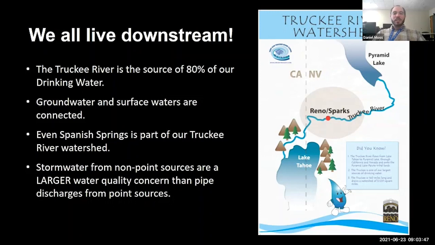And it's important to remember that groundwater and surface water are connected. So a septic system that isn't processing correctly and is near a river is definitely going to impact surface water quality. And this is a basic illustration of our watershed, but it's important to know that even Spanish Springs, way up north, is part of our watershed, and that water ends up in the river relatively quickly after a storm.